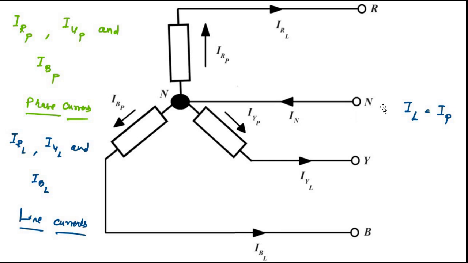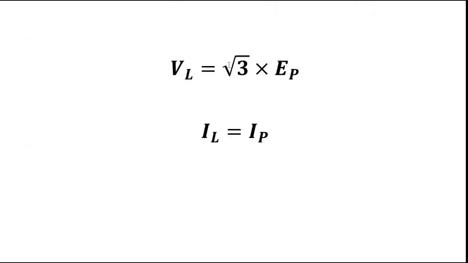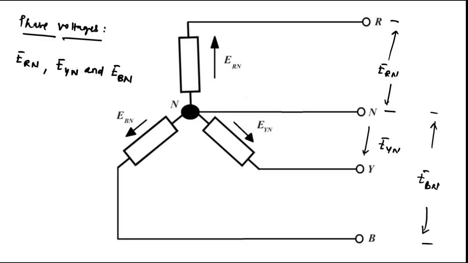So for the star connected system, the line current and the phase current are the same, and for the line voltage and phase voltage, this is the relationship. The line voltage VL is equal to √3 times the phase voltage EP, where EP is the phase voltage. So any particular line voltage will be equal to √3 times the respective phase voltage. But for any line or phase, the line current and phase current are the same. This is only applicable for star or Y connection.